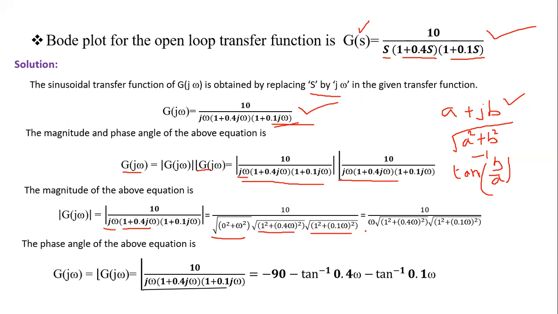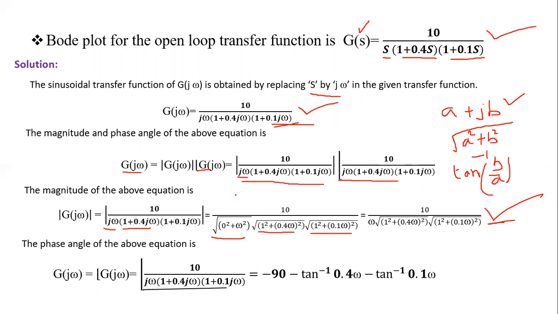Now, if you observe, finally the magnitude part of the above equation is 10 by omega into root of 1 square plus (1 plus 0.4 omega) whole square, root of 1 square plus (1 plus 0.1 omega) whole square, that is 0.1 into omega whole square, right? This is the magnitude part of the given open loop transfer function G of s.